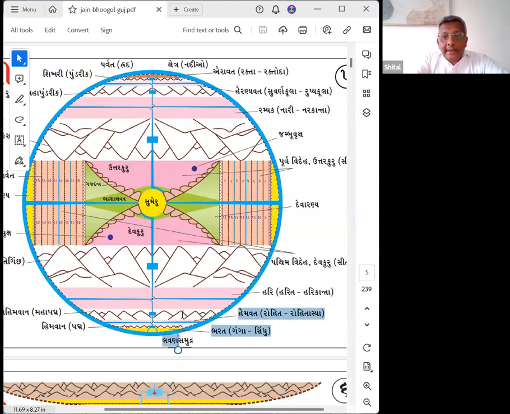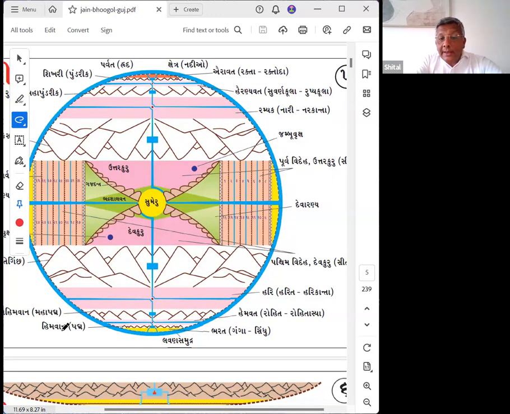Let me get the pen out so I can draw. So this is the first, this is the second, this is the third, this is the fourth, fifth, and sixth. So there are 6 mountain ranges in the island of Jambudweep, and the names of those mountains are on the left-hand side.